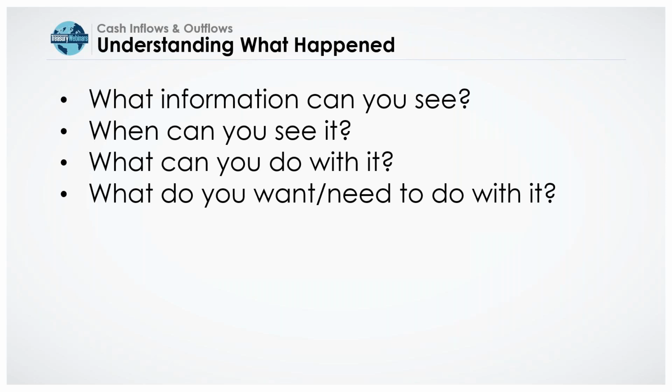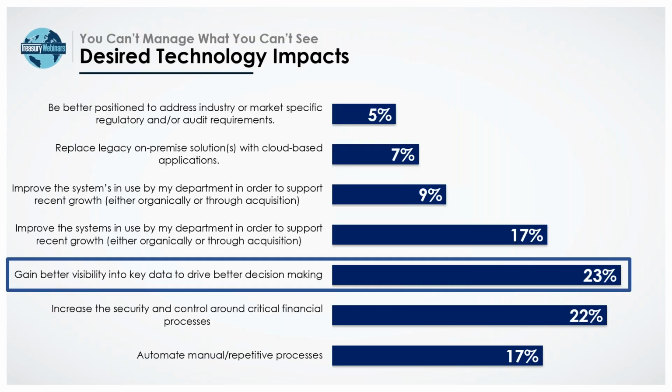And so there's a lot of good points here. What information can you see? Can you see all of it across all your bank accounts and all your bank relationships? How frequently can you see it? What's the mechanism for pulling in that information on a day-to-day basis? And then the more important part is what can you actually do with it, right? Are you receiving the level of detail you need to do what you want to achieve with your business? So these are definitely good questions to consider when you're assessing whether or not you have full cash visibility.